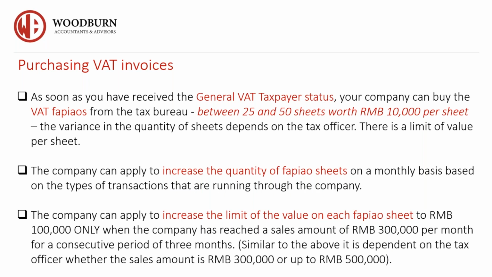Now, if you hit a certain consecutive amount of revenue, then you can increase yourself, meaning you will then get booklets of 100,000 renminbi, all right? But this is an application procedure, and you need to show proof of your business volume and value that is going through the company. Generally, the rule of thumb is if you hit sales amounts of 300,000 renminbi per month for a consecutive period of 3 months, then you can upgrade from the 10,000 renminbi per sheet value to the 100,000 renminbi per sheet value.